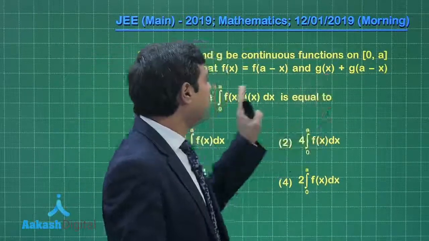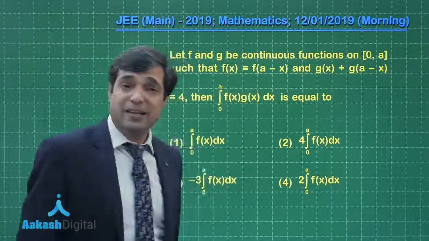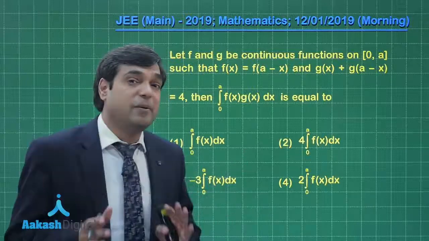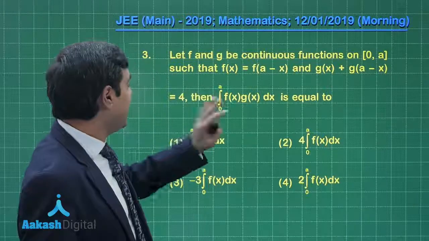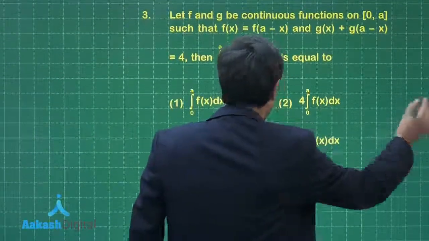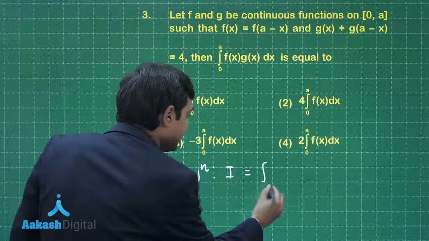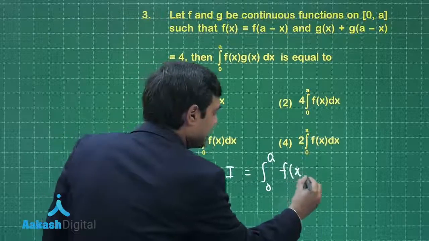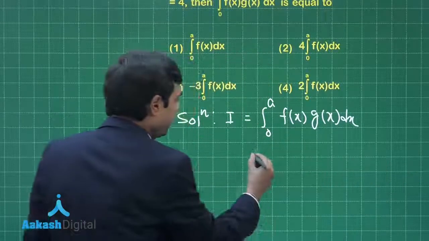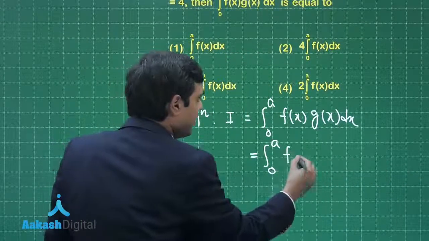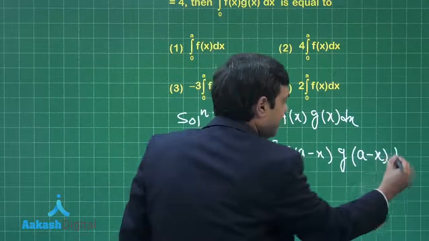Let f and g be continuous functions on the interval 0 to a such that f(x) equals f(a minus x) and g(x) plus g(a minus x) is equal to 4. A simple question. We have to find the integral 0 to a of f(x) g(x) dx. Let's begin with it. I equals integral 0 to a of f(x) g(x) dx. On applying the upper limit minus x property, this is integral 0 to a of f(a minus x) g(a minus x) dx.